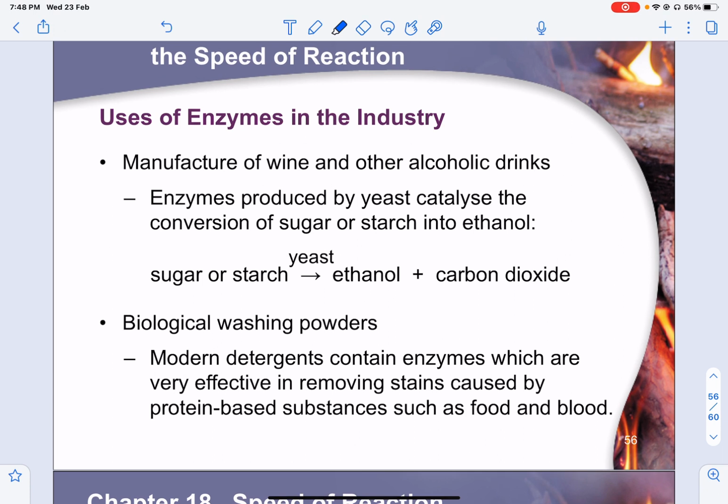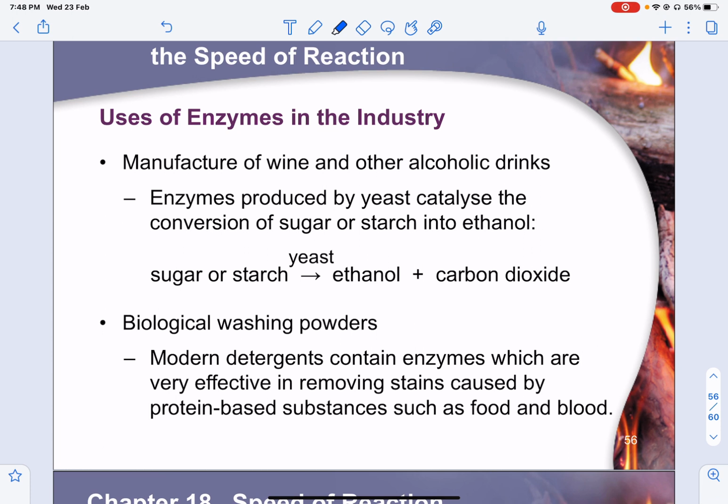They can be used to manufacture wine or other alcoholic drinks, such as the enzyme produced by yeast that helps to convert your sugar, your glucose, into ethanol. So this is one such area where you can do fermentation.